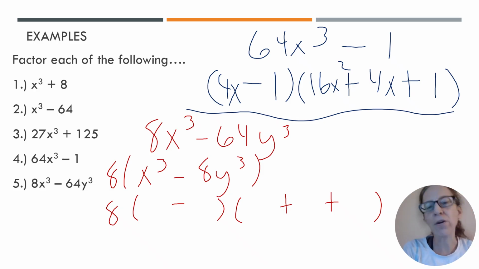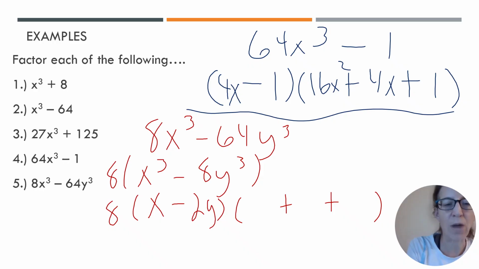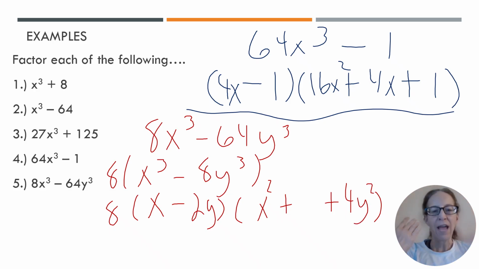What to the third power gives me x to the third? Well, that would be x. What to the third power gives me 8? That's a 2. And what to the third power gives me y? That is y. And now we'll square it, smush it together. So x squared is just x squared. 2y squared, remember that's 2y times 2y, so that would be 4y squared. And then we're going to smush it together. x times 2y is 2xy.